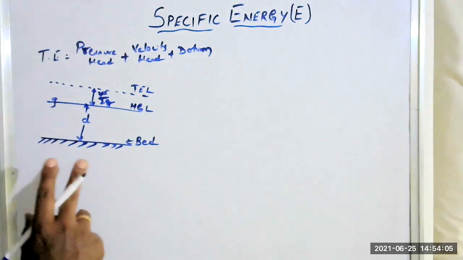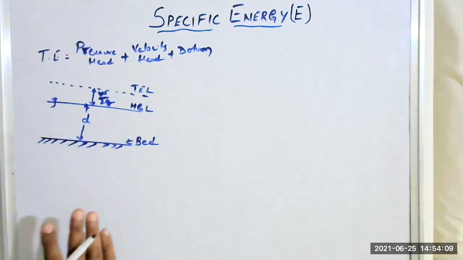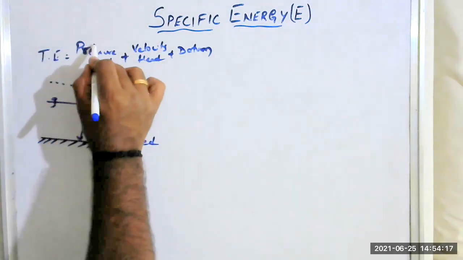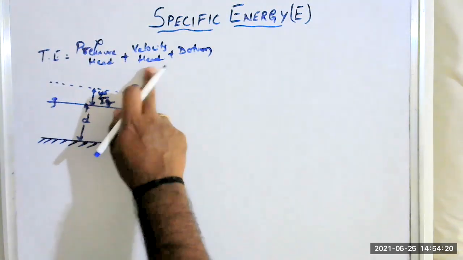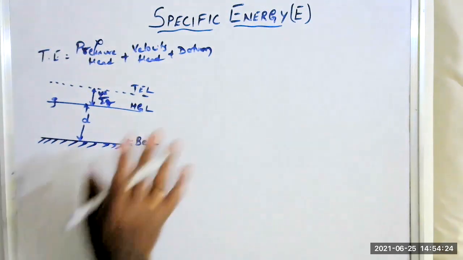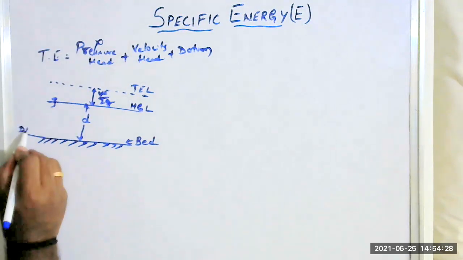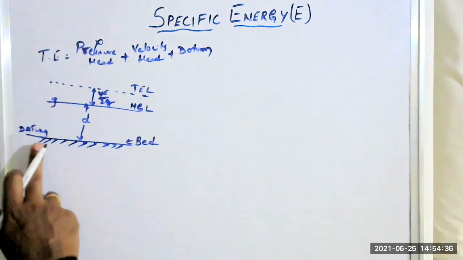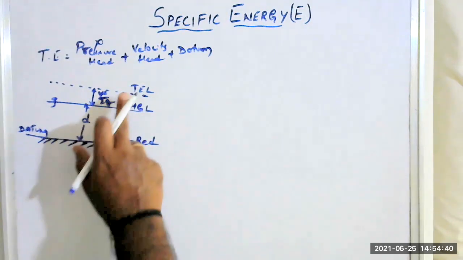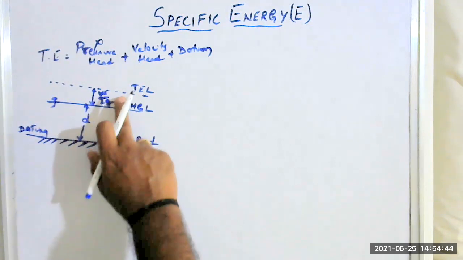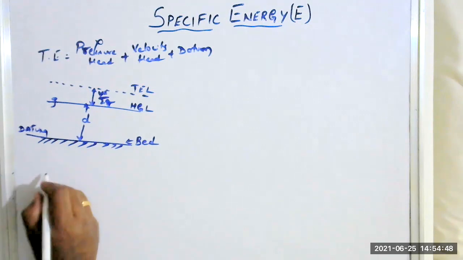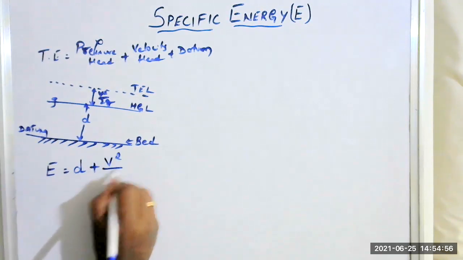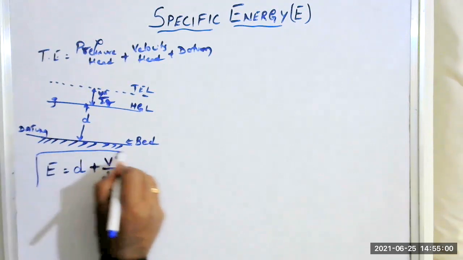So here in case of the open channel, the pressure at any two points is nothing but what? Atmospheric pressure only, because it is open to the atmosphere. Therefore, in total energy, I'll remove the pressure head. The remaining is velocity head and the datum. If I consider the channel bed as the datum, then the total energy in case of open channel is nothing but the sum of the depth of flow and the velocity head, that is d plus v square by 2g. This is called specific energy, that is specific energy E is equal to d plus v square by 2g, because I have taken the datum at the channel bed.